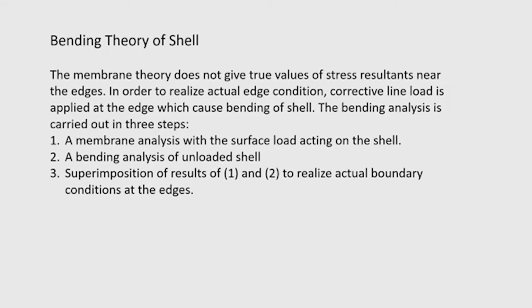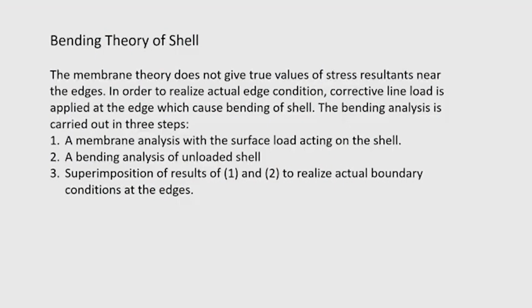So, therefore, it is suggested that a corrective line load is to be applied at the edge. So, when we apply some corrective line load at the edges, then bending will be developed in the shell near the edges. So, that is the cause of bending. So, bending analysis is carried out in 3 steps. Whatever membrane analysis we have done, this will be used as a particular solution on the bending of shell. So, membrane analysis with the surface load acting on the shell will be used as a particular solution.